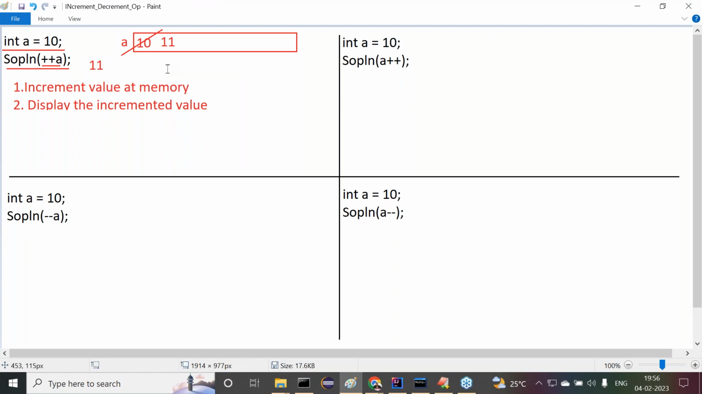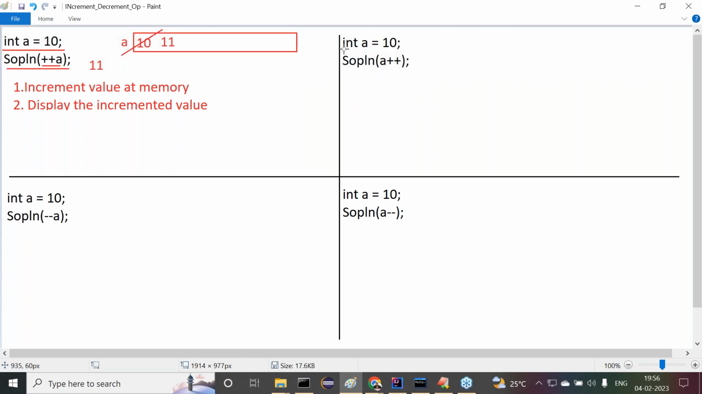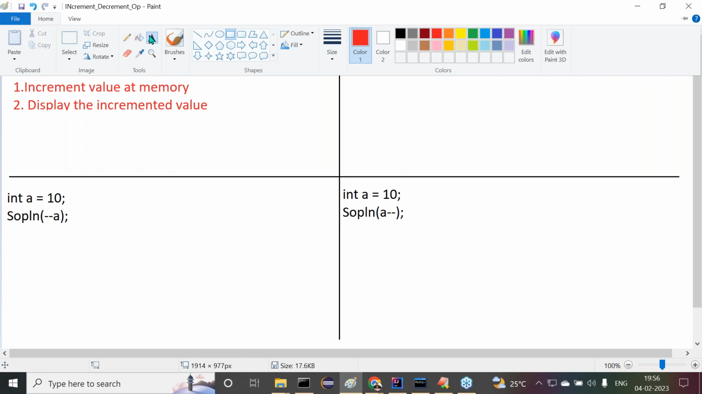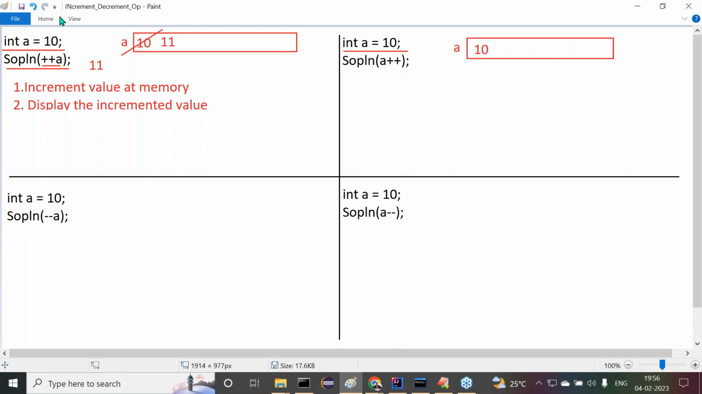Now this is completed. Let's come to this point again. Similar thing: when the JVM encounters this instruction, what will the JVM do? The JVM will assign 4 bytes of memory for the integer variable a. Inside this 4 bytes of memory, the initial value will be stored. What is that initial value? 10 is the value, and the 10 value will be stored here. After getting this 10 here, what is next? Internally, System.out.println of a++.